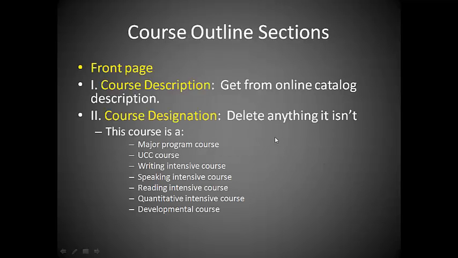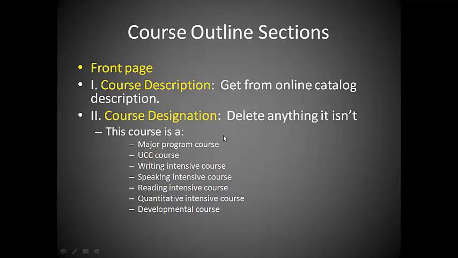Going through the course outline sections, the front page is pretty similar to everything we've done before. The only difference is it doesn't have a Roman numeral associated with it. For the course description, you need to get this from the online catalog. You can copy and paste it into this document. Something new: the course designation section.